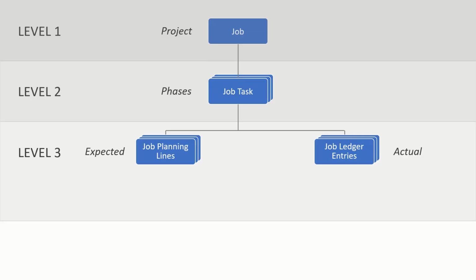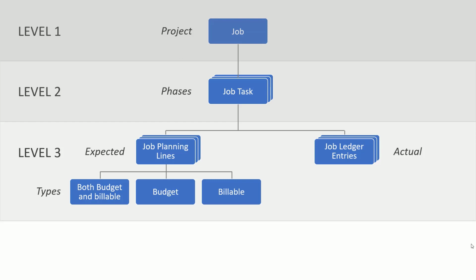Job planning lines are at the third level of the job hierarchy. We use the job planning lines to register our expectations for the job. It is also the job planning lines we use as foundation for creating sales invoices based on our job. The job planning lines can be of type budget, billable, or both budget and billable.